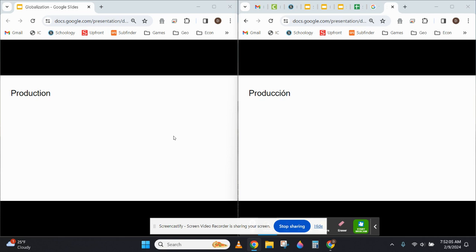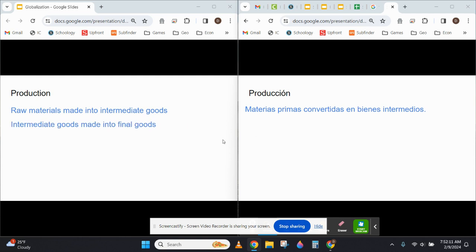Now that the resources have been collected, they need to be turned into something. You need to start turning them into products and parts. This is where the factories come into place. You're starting to build the actual product, put the pieces together.